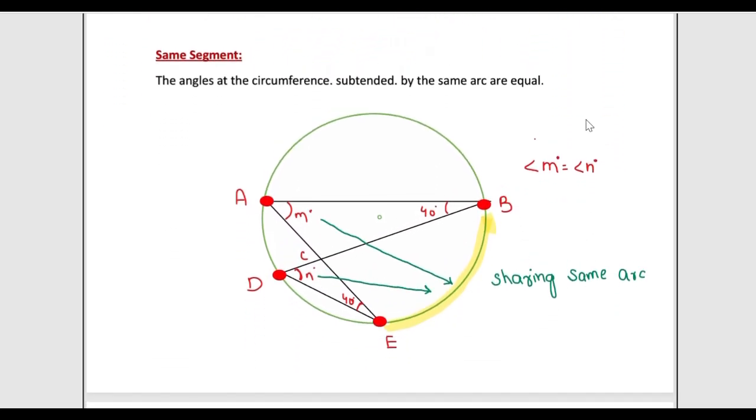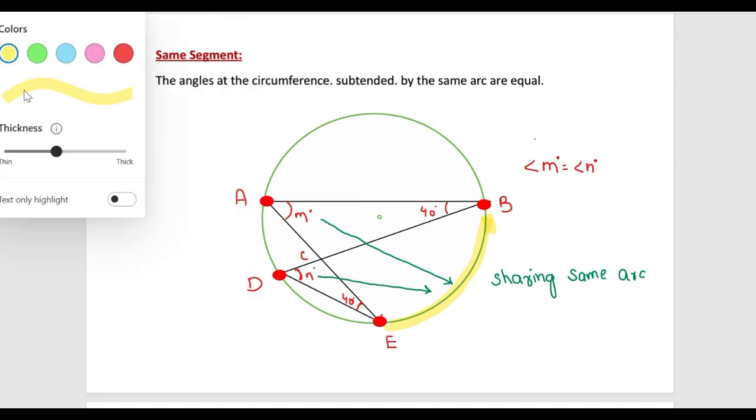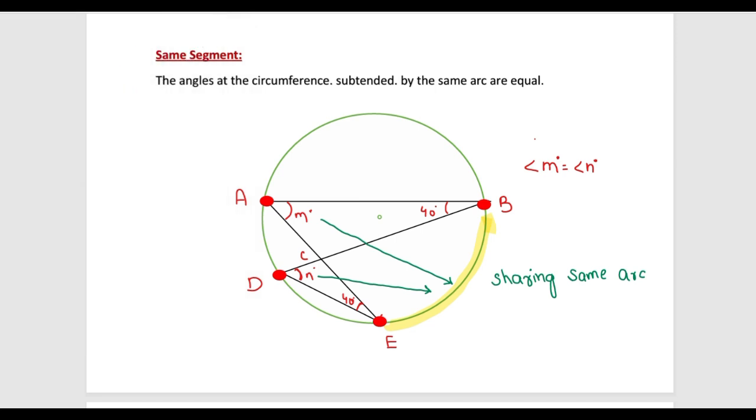Now coming to the next property. This property says that the angles at the circumference subtended by the same arc are equal. Now what does it say? That when you have two angles that are made by the same arc, for example, let me highlight the region for you.